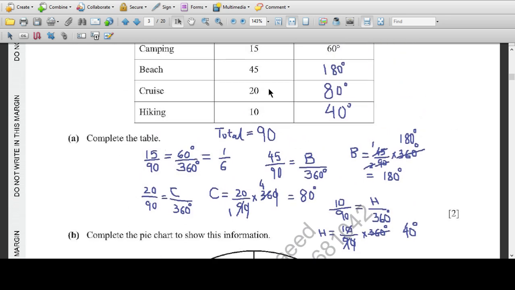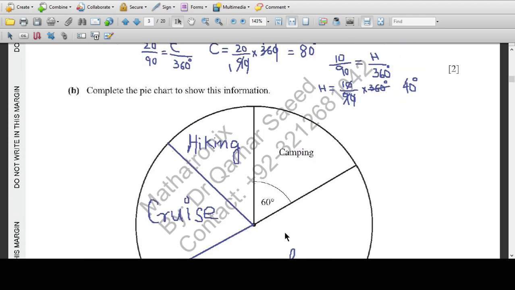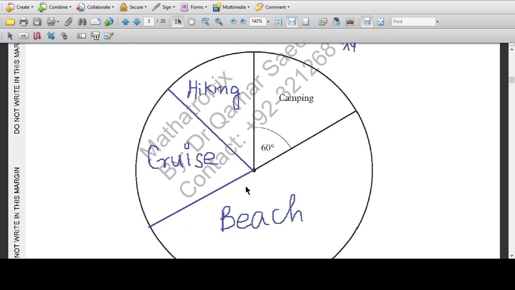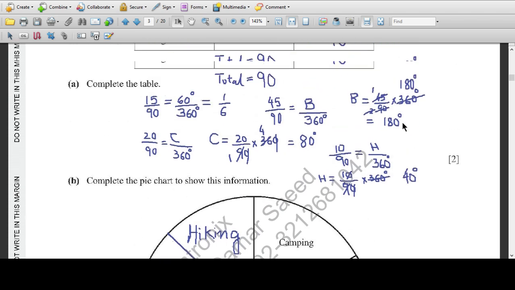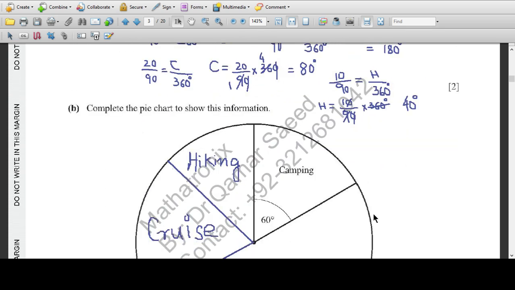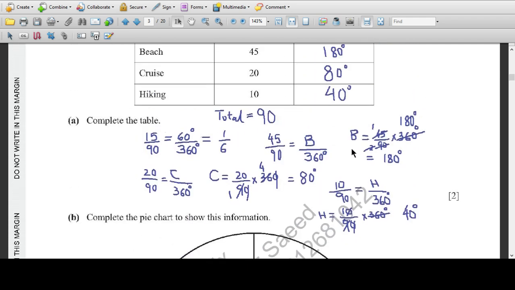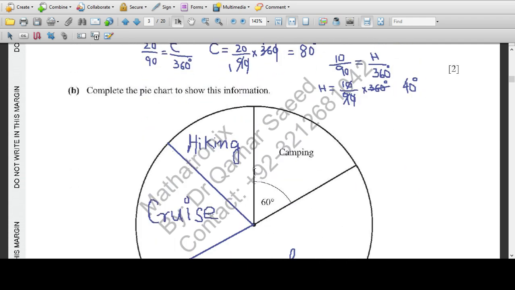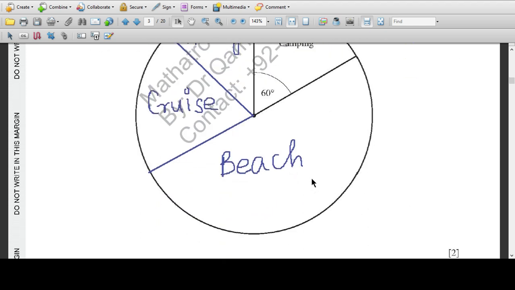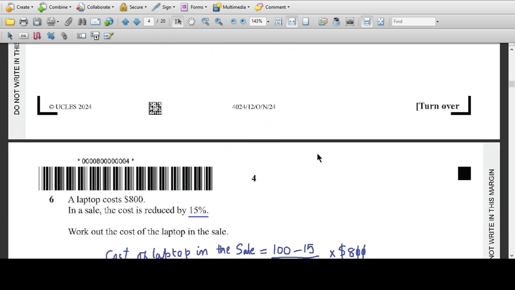So camping is represented as 60 degrees, and this beach is 180 degrees. So we can draw the 180 degrees here, and similarly this cruise is 80 degrees, and this is 40 degrees, because this angle is 80 degrees and this is half of it. We can draw this kind of arc with 40 degrees, 80 degrees, and 180 degrees. So this is all for question number 5.